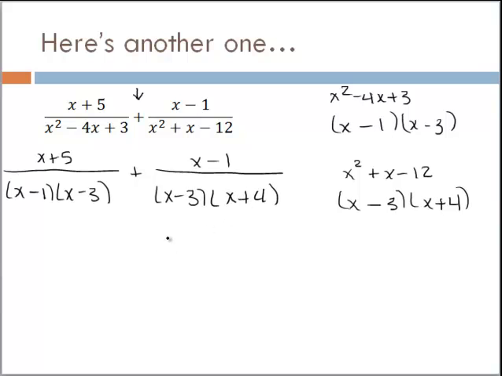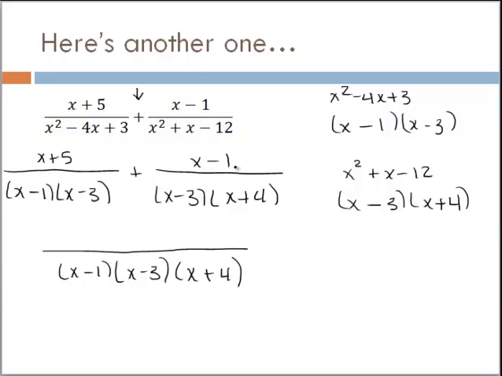So what is your common denominator going to be? Your common denominator is one of each of these. So we're going to need an x minus 1, an x minus 3. We already have an x minus 3, so we need an x plus 4. So what do I multiply by this denominator to get this denominator? We need an x plus 4.